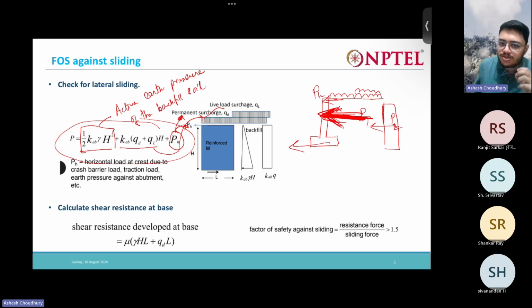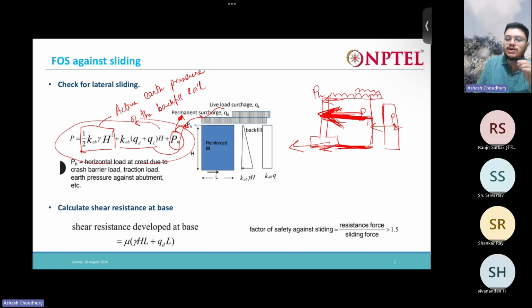What will be the resisting force in that case? The resisting force is nothing but the friction that develops at the base. The frictional force that will be developed at the interface of the foundation soil and the base of the reinforced block will actually be preventing the sliding of the whole block, right?